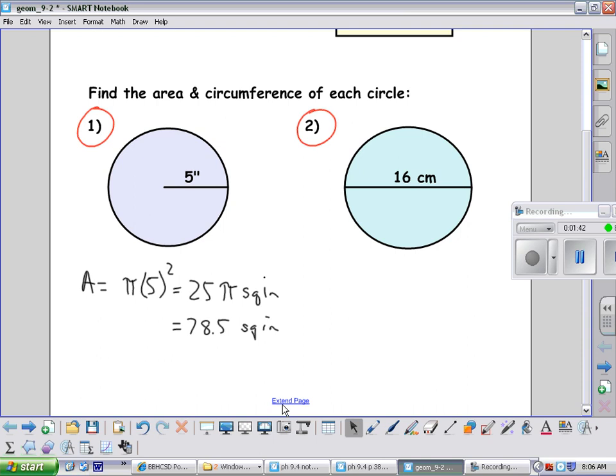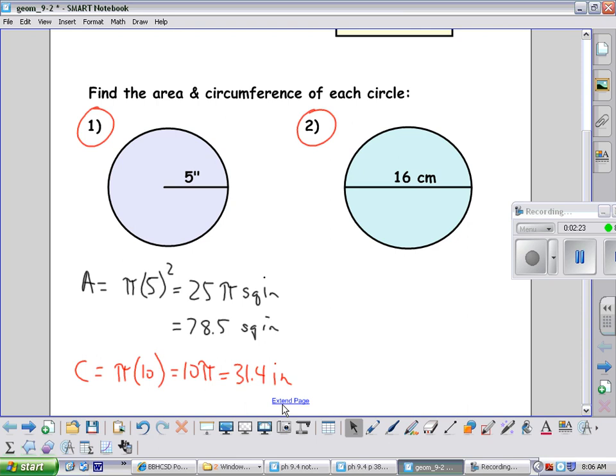For the circumference, let's just use pi times diameter. The diameter is 10, so we get 10 pi, which is 31.4 inches. It's not square inches for circumference, because circumference is like perimeter, the distance around. Area is basically the blue part, the shaded area, if you will.